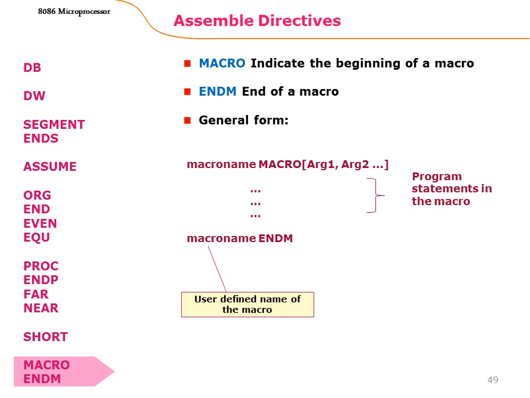MACRO is an assembler directive which indicates the beginning of a macro. ENDM is the end of a macro. The general form is macro name MACRO arg1, arg2, and then macro name ENDM. It is called defining a macro. That means the macro should be defined with the macro name followed by MACRO, and it is ended with ENDM, that is, end macro.